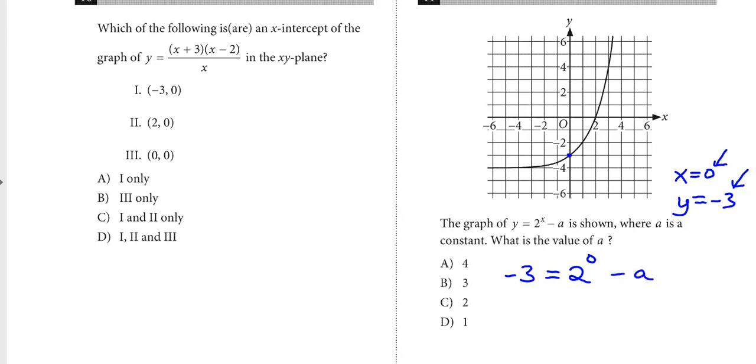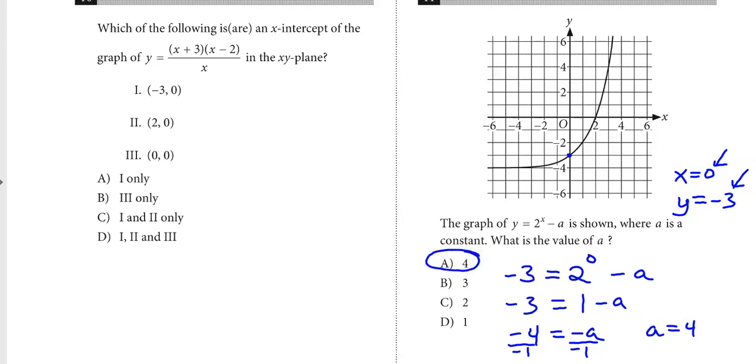All right? This is just negative 3 equals, anything to the 0 power is 1. That's a rule. Minus a. So I subtract the 1 from both sides. And I get negative 4 equals negative a. And now I can multiply or divide both sides by a negative 1. And it looks like a must equal 4. So the correct answer there is a.